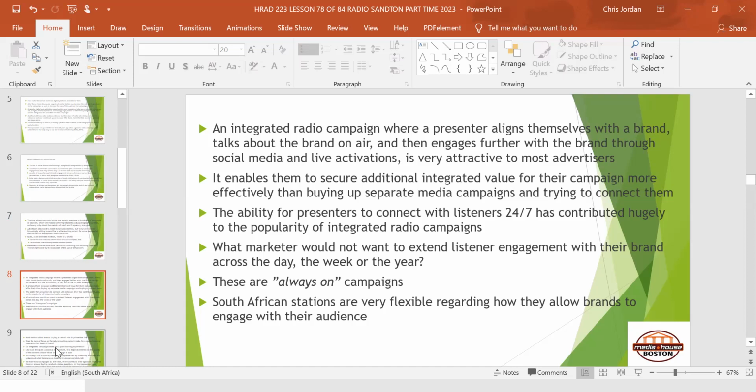Right. So what marketer would not want to extend listener engagement with their brand across the day, the week, or the year? These are always on campaigns, right? So this is a great way also to sell across the year as well. And obviously with that kind of fine print, we say, yeah, we can adapt the campaign according to what it is that you want to promote throughout the year, but take out a contract with us. And let's do that kind of customer retention thing, at the end of the day.